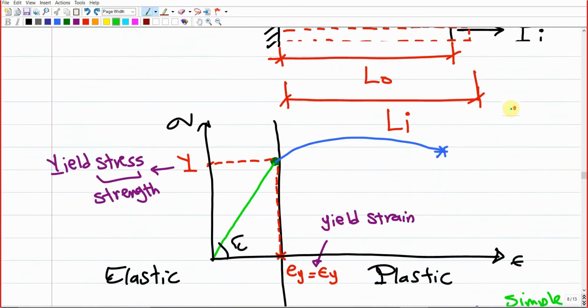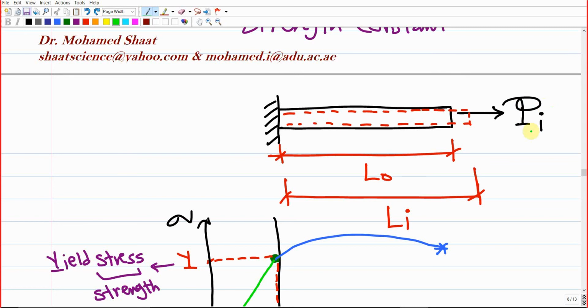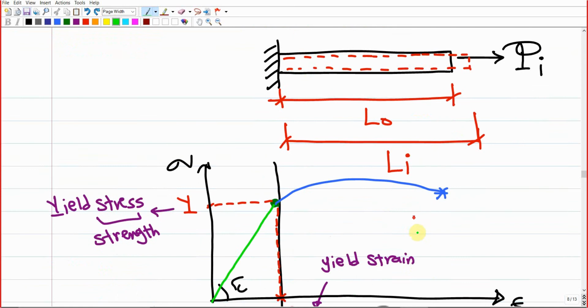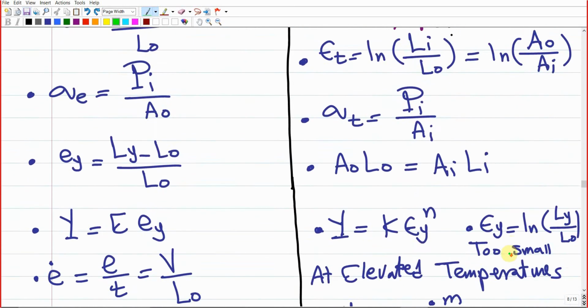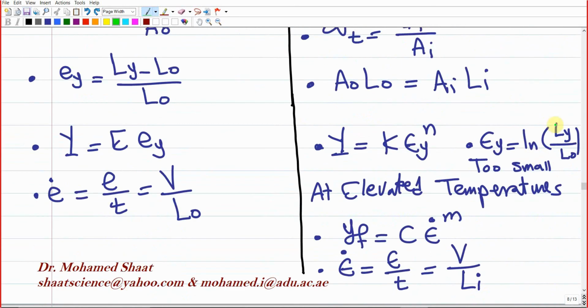If we knew how much force is needed to bring this bar to the yield, and we subject this bar to this force PY, we are going to end up with LY. This is the length at the yield point. If we divide this length by L0 and take the natural logarithm of this fraction, we shall end up with the yield strain, the true strain at the yield point.